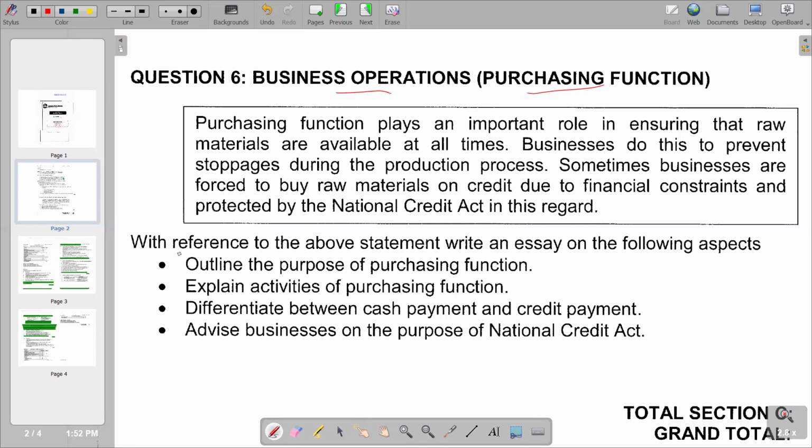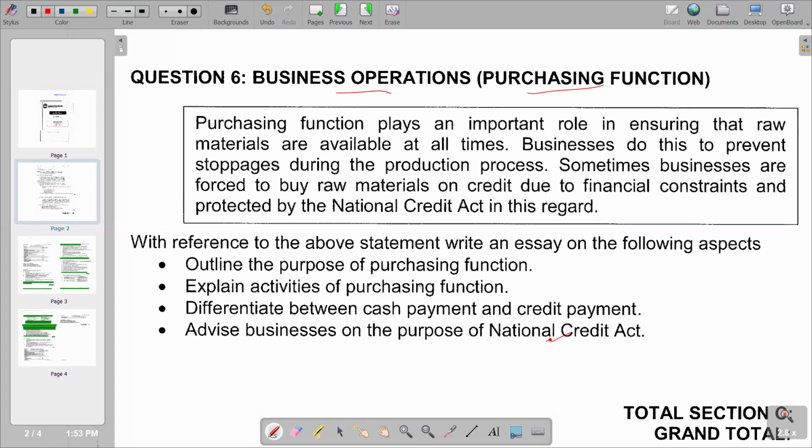On the requirements part, it reads: with reference to the above statement, write an essay on the following aspects: outline the purpose of the purchasing function, explain the activities of the purchasing function, differentiate between cash payment and credit payment, advise businesses on the purpose of the National Credit Act. So we are going to start on the first point, which is outline the purpose of the purchasing function.